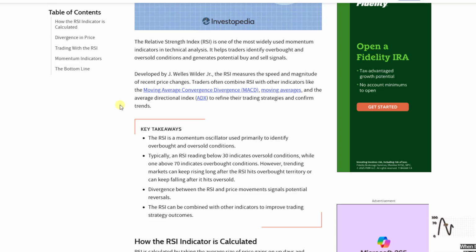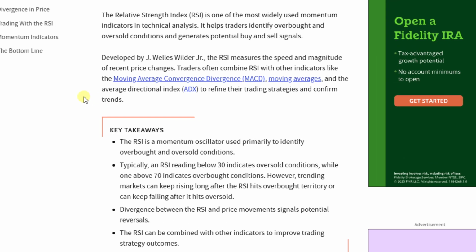So first, let's go over here to Investopedia and look at the actual definition. The Relative Strength Index, the RSI, is one of the most widely used momentum indicators in technical analysis. It helps traders identify overbought and oversold conditions and generates potential buy and sell signals.